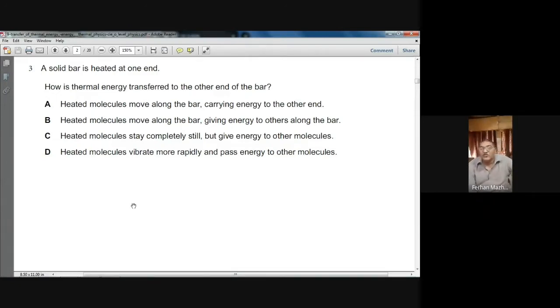How is thermal energy transferred to the other end of the bar? The A option is heated molecules move along the bar, carrying energy to the other end. That is not possible in the solid, because in the solid, the molecules are fixed in a location. Heated molecules move along the bar, giving energy to the other along the bar. That is also wrong. They do not move along. Heated molecules stay completely still but give energy to the other molecules. That's wrong. They do not stay completely still. They do not move around, but they vibrate. D option is heated molecules vibrate more rapidly and pass energy to the other molecules. That is true. So the best option is D. Question number 3, the best option is D. Do you understand?